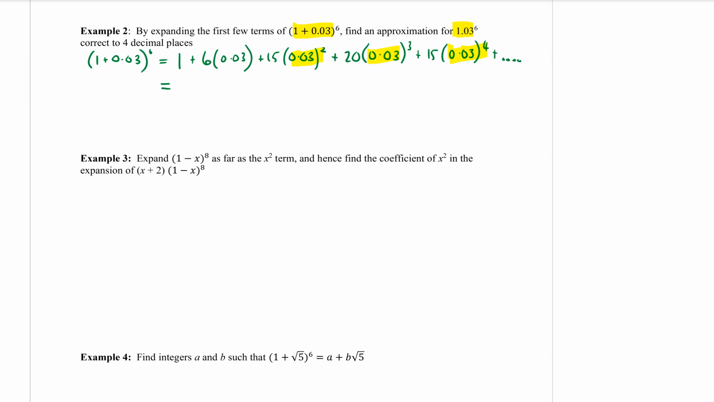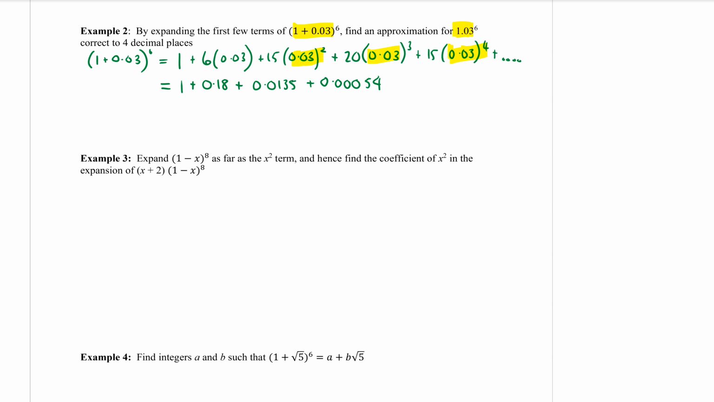We have 1 at the front. 6 times 0.03 is 0.18 plus 15 times 0.03 squared is 0.0135, and 20 times 0.03 cubed is 0.00054. So you can already see we're getting well close to our 4th decimal place there. We've got 3 zeros there before we even have 1 digit there that's affecting my 4th decimal place.